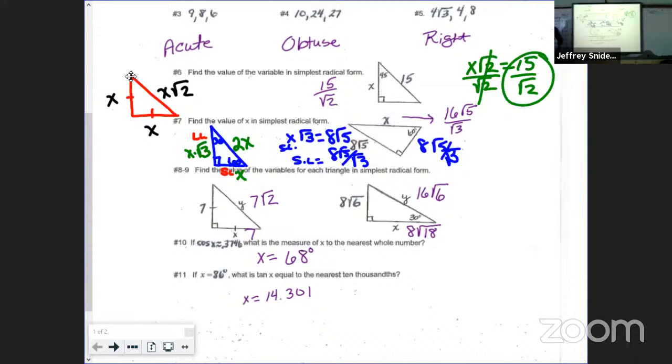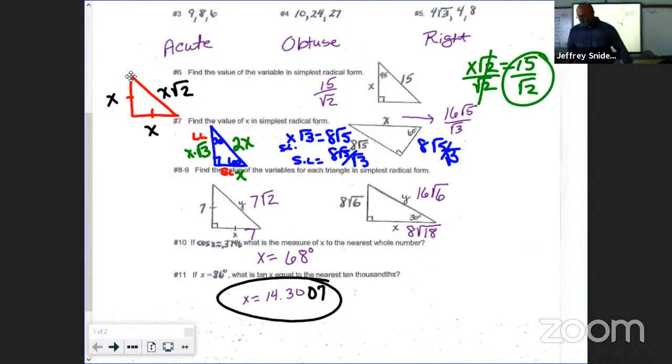And then down the bottom, number 11, I had asked you to round to the 10,000ths. I rounded to the nearest thousandths. Make sure that you guys are rounding where I asked you to. So this really should be 14.3007. Okay? So don't lose points in the future because you do all the hard work and then round incorrectly. Okay?